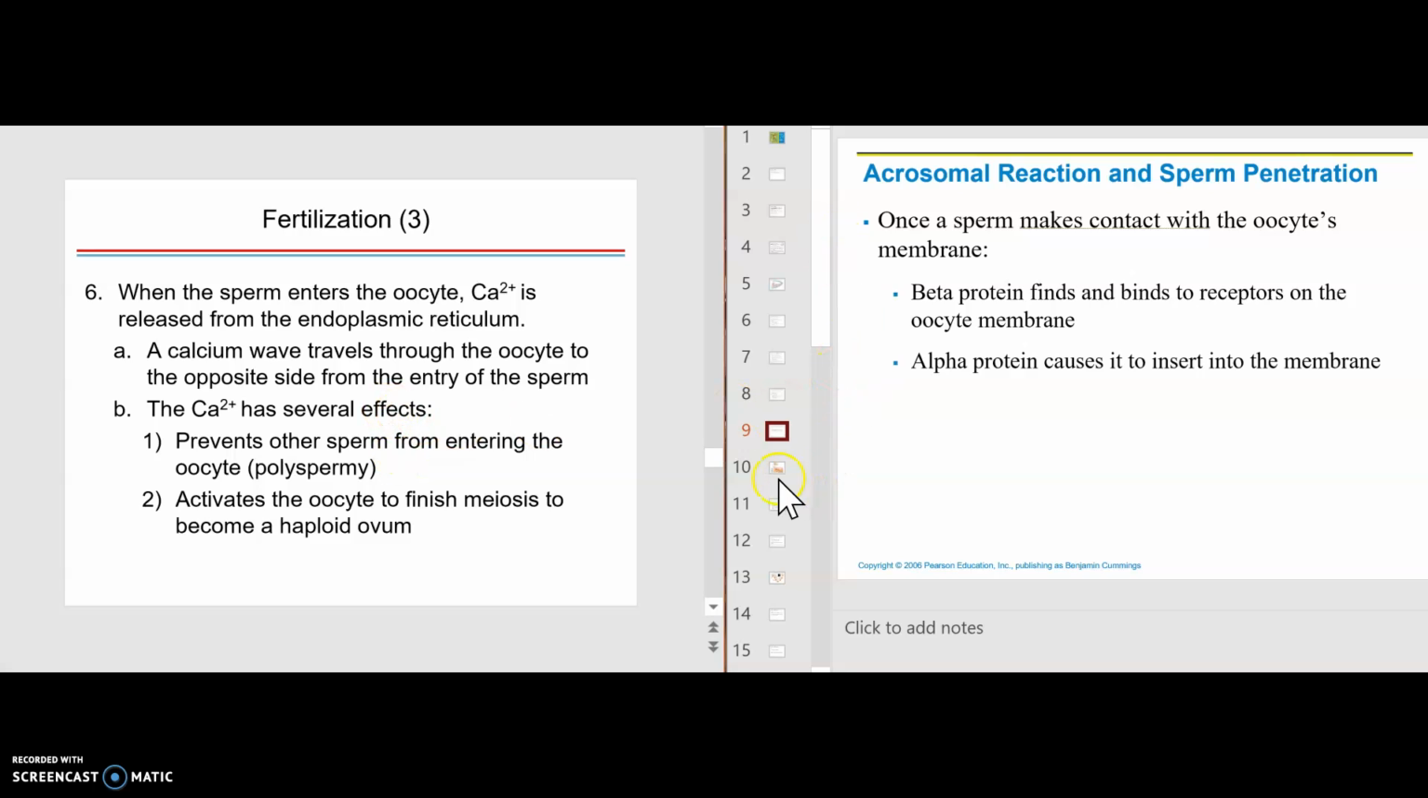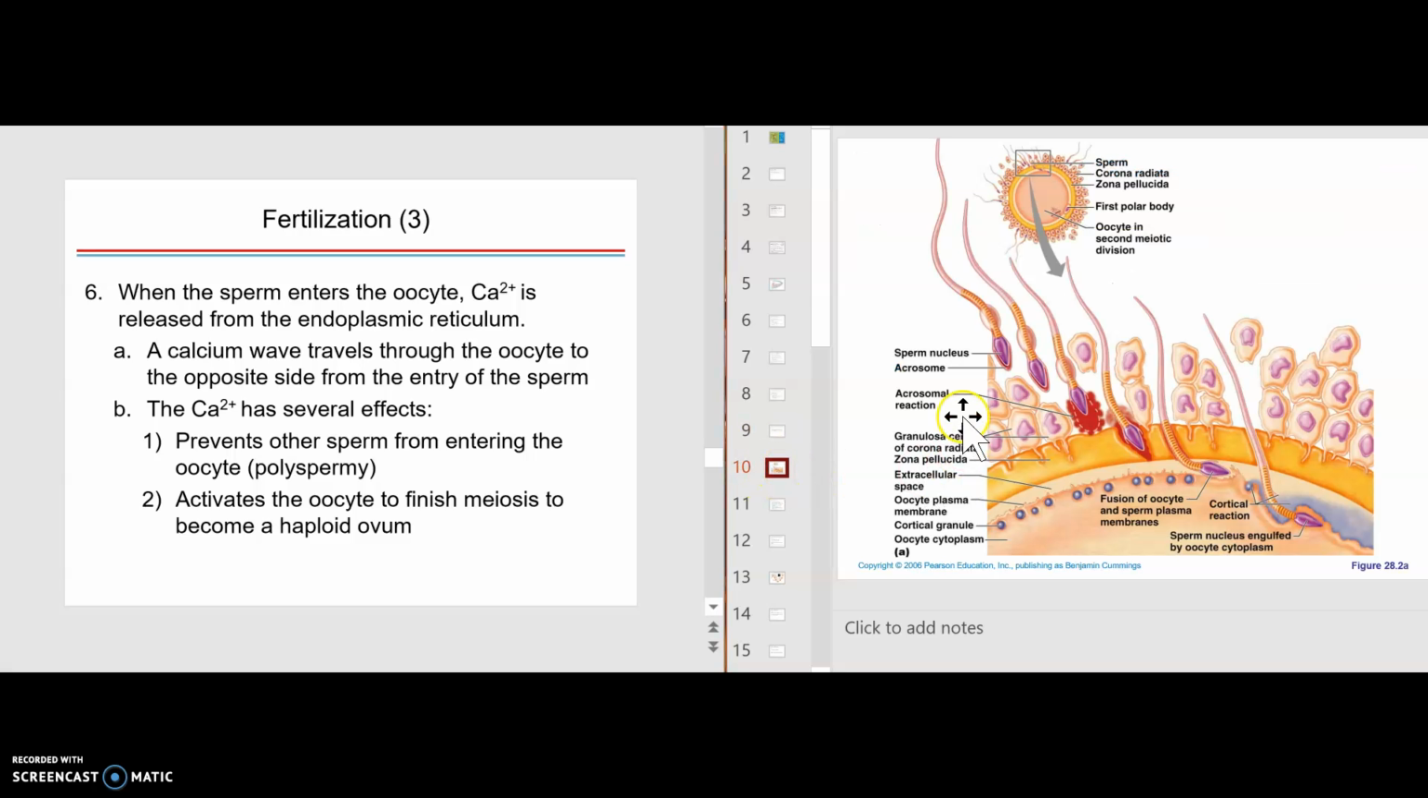So I'm going to come here. This calcium is released from the endoplasmic reticulum. So here's a picture again of the acrosome. Acrosome releasing chemicals, proteases, hyaluronidase, dissolves, enters in. Okay, so it's going past this zona pellucida area here.